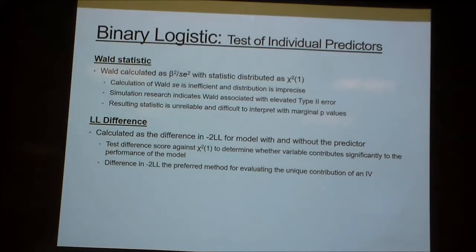Kind of our criterion, our gold standard, is our log likelihood difference. Okay, log likelihood difference, going back to what we had just talked about, is calculated as the difference in the -2 log likelihood for a model with and without the predictor. So what you're going to do here is run a model with the predictor that you're interested in, and then run a model with all the same predictors that you had before, but omit that one predictor that you're looking at, and then take a look at the model log likelihood for the full model minus the model that doesn't have that.